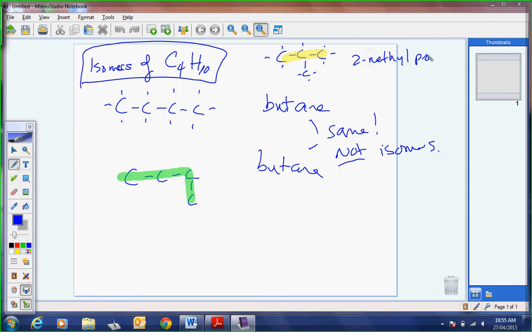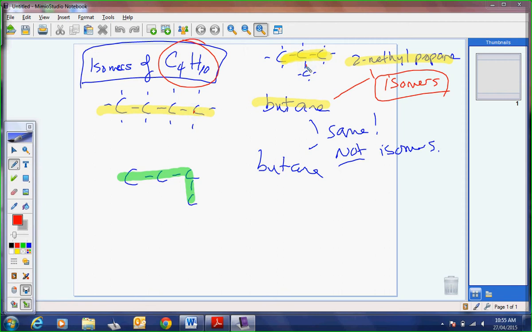So what's this guy called? 2-methylpropane. Everybody okay with that? Are you going to have 10 hydrogens? Yes. Have you got 4 carbons? Yes. So it's still C4H10, but it is different than butane. So this and this are isomers. Butane and 2-methylpropane are isomers. Same molecular formula, C4H10, different structure.